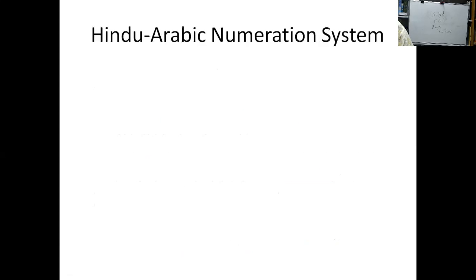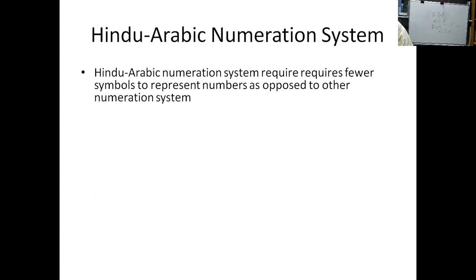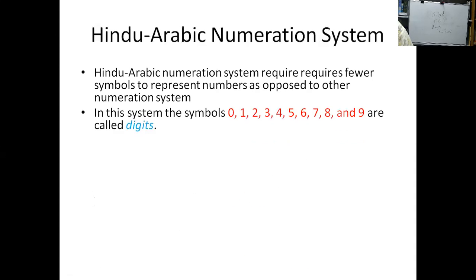Hindu-Arabic numeration system. The Hindu-Arabic numeration system requires fewer symbols to represent numbers as opposed to other numeration systems. In this system, with just these 10 digits, 0 to 9, you can make all kinds of numbers.